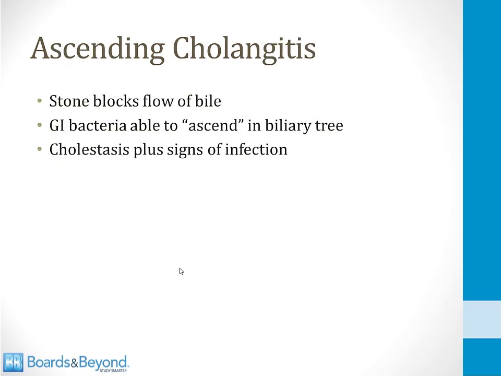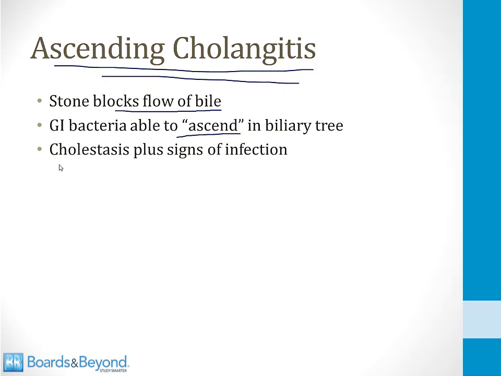AIDS cholangiopathy is very rare, but much more common is ascending cholangitis. This occurs when a gallstone blocks the flow of bile, and the flow of bile is one of the things that keeps bacteria from migrating up the biliary tree. So when the flow of bile stops or slows because of a gallstone, GI bacteria are able to ascend in the biliary tree and cause an infection, and that's called ascending cholangitis.